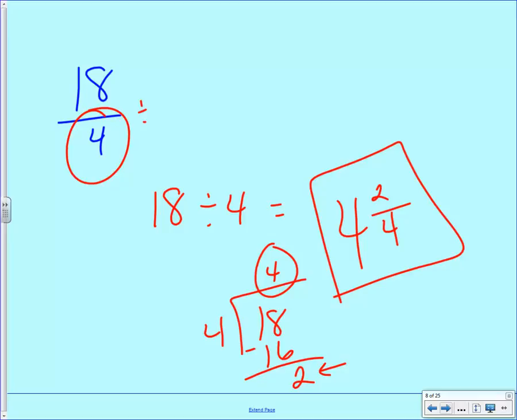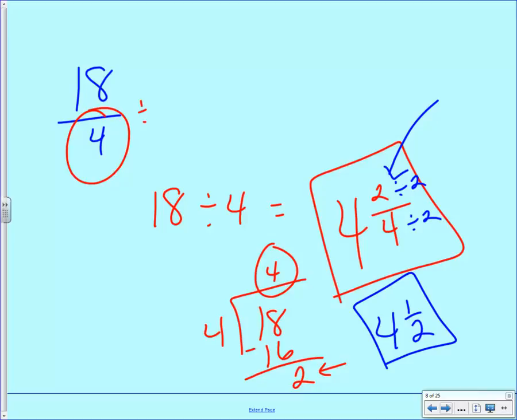All right, I want you to see one more thing, that this 2/4 is actually a fraction that can be simplified. They both can be divided by 2. And so 4 1/2 is actually my official answer for this.